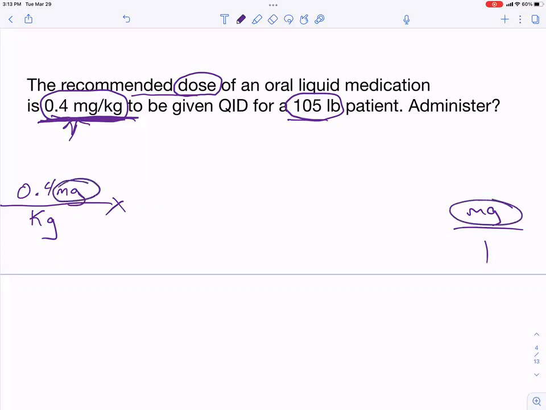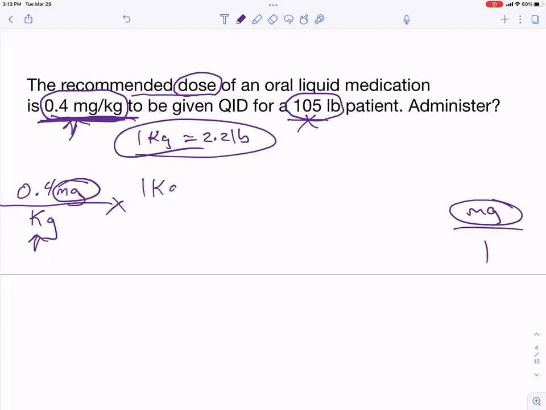So that's great. I have the first part done, but now I have to get rid of my kilograms. So how do I do that? I use what's in my problem. But I automatically recognize that I need to convert pounds to kilograms. So I know that 1 kilogram is equal to 2.2 pounds. I can use this conversion in my problem to get rid of kilograms.